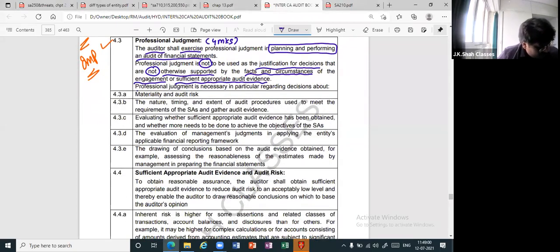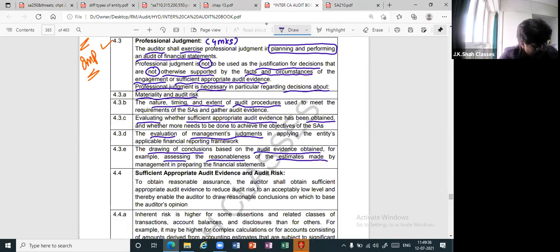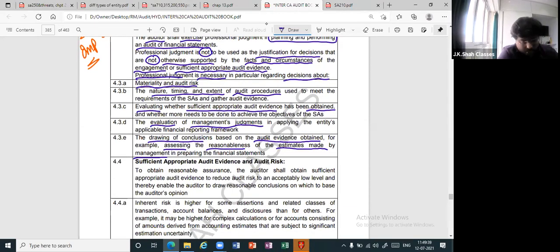Thereafter, judgment is necessary in decisions about many things. Firstly, materiality and audit risk. Next is nature, timing and extent of audit procedures. Thereafter, to evaluate whether sufficient and appropriate audit evidence is obtained. Thereafter, evaluating management judgment in applying the financial reporting framework. So management judgments, they are decisions. And lastly, drawing conclusions based on audit evidence obtained, assessing the reasonableness of the estimates made by the management, whether they are reasonable or not.